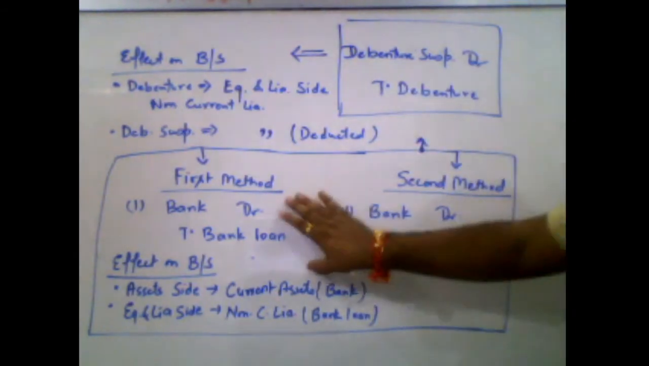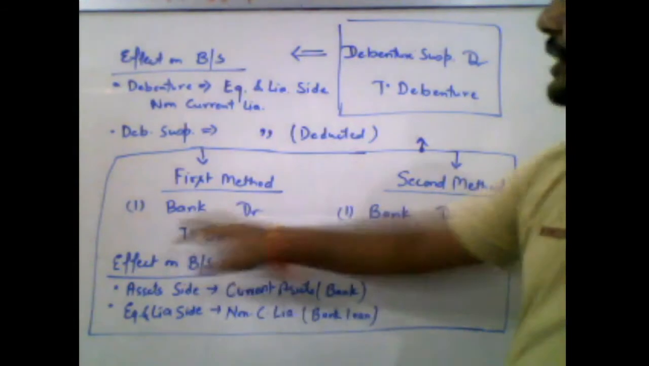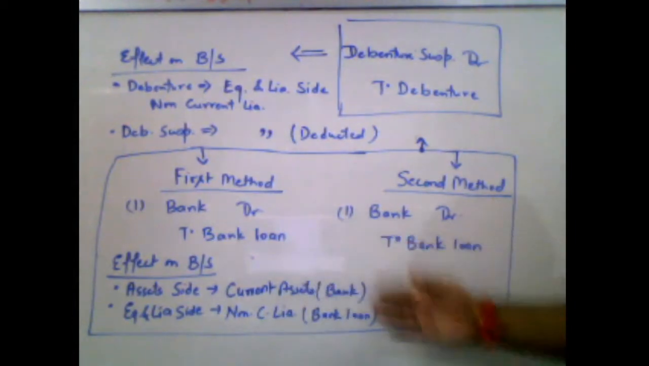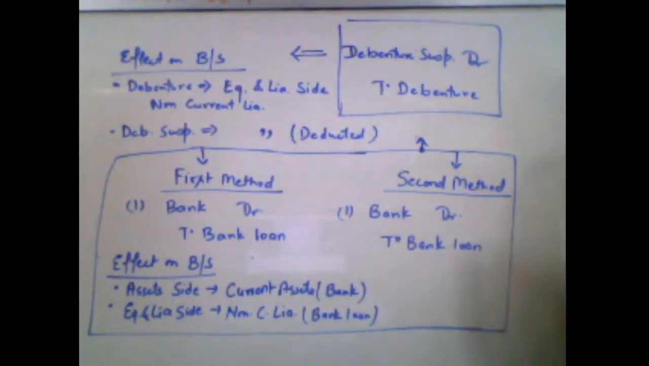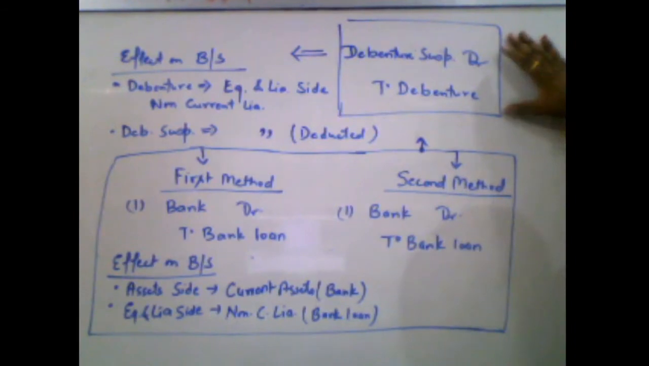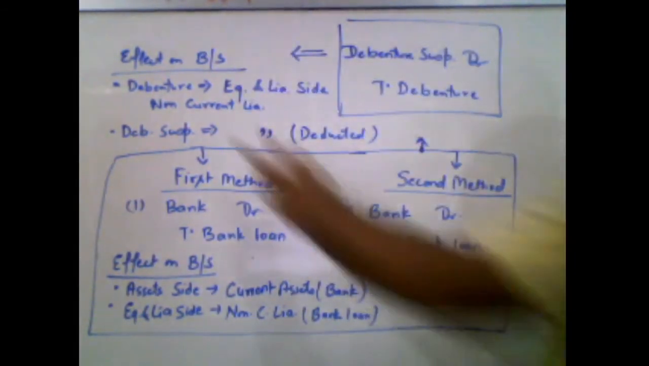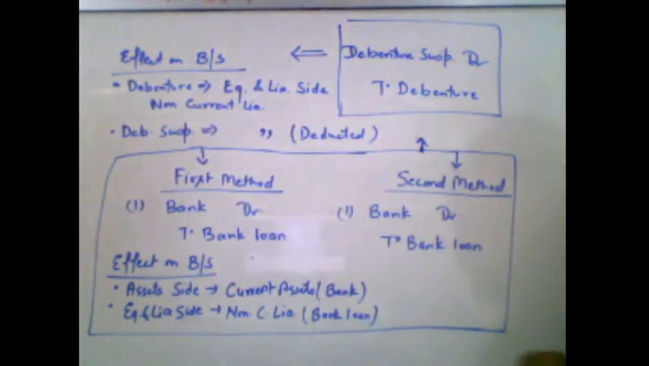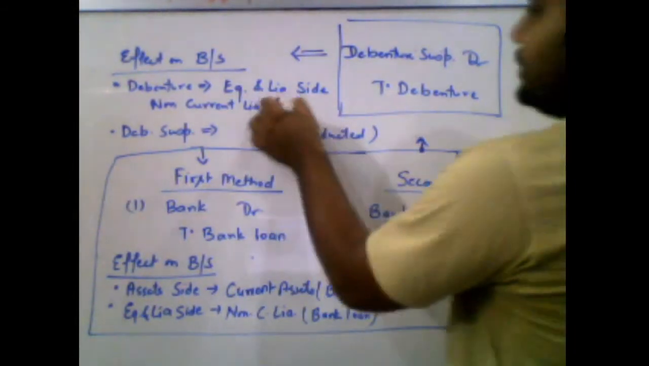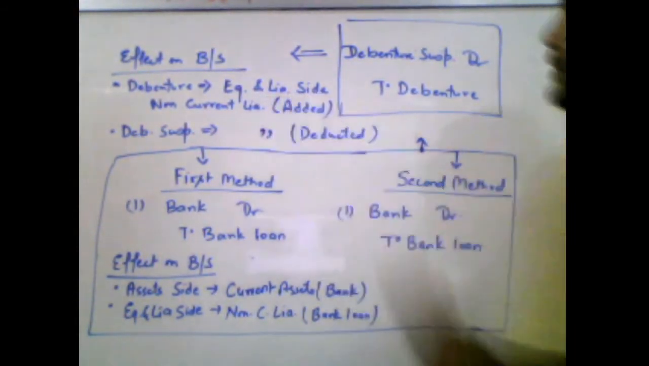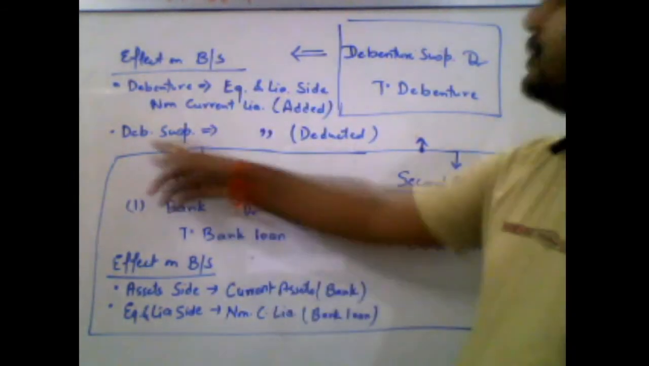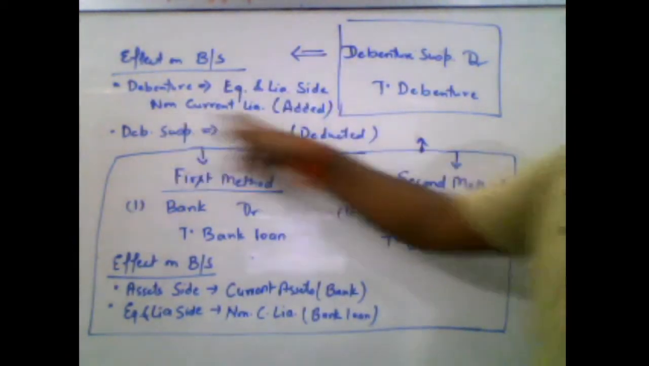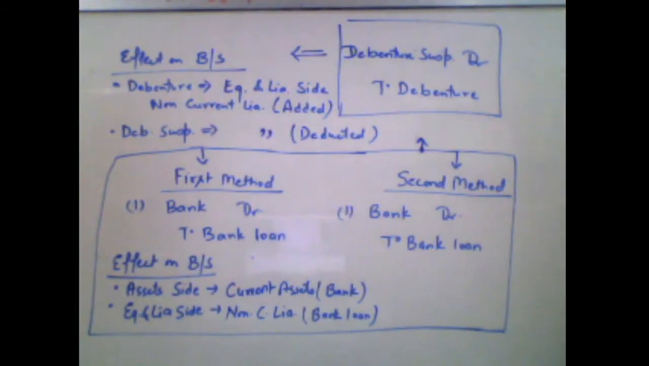But under the first method, you pass only the first entry, that is bank account debit to bank loan. And the effect, you know very well what is the effect of such accounts on the balance sheet of the company. और जो second entry pass होती है second method में, उसका effect क्या पड़ता है balance sheet में? So if we are talking about the debenture, debenture will be shown on the equity and liability side under the non-current liability. ठीक, ये add होता है उसमें जाकर. And when we are talking about the debenture suspense, debenture suspense will be deducted from the equity and liability side under the non-current liability. Non-current liability में वो value deduct हो जाती है.